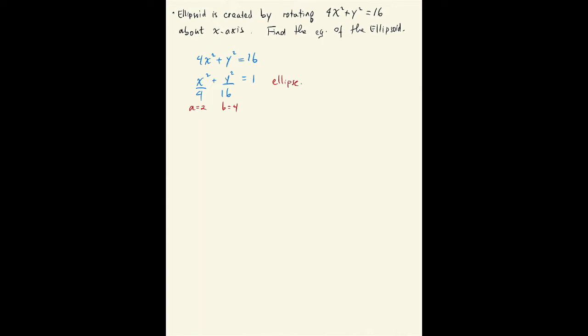So remember, in an ellipsoid, you have x squared, y squared, and z squared, right? So you need to add z squared over c squared. So you need to find z, the third axis.